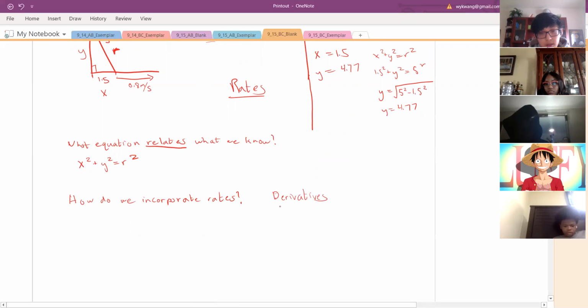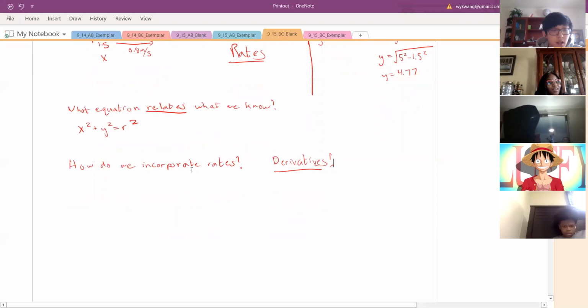So derivatives, this is where the calc A part really comes in. Sorry, it says my internet connection is unstable. Anyway, so we're incorporating derivatives. And basically, we're going to start using implicit differentiation, a skill that we learned, which is very useful. So we're going to write x squared plus y squared equals r squared, d over dt, d over dt.